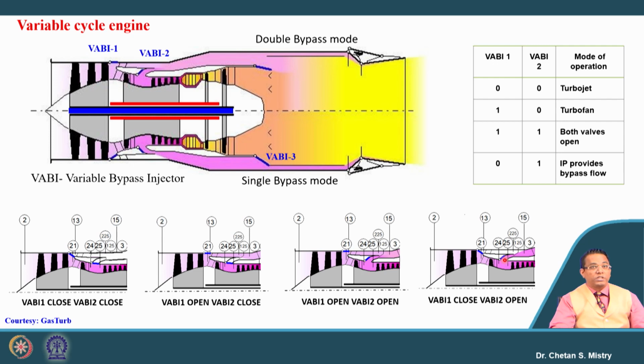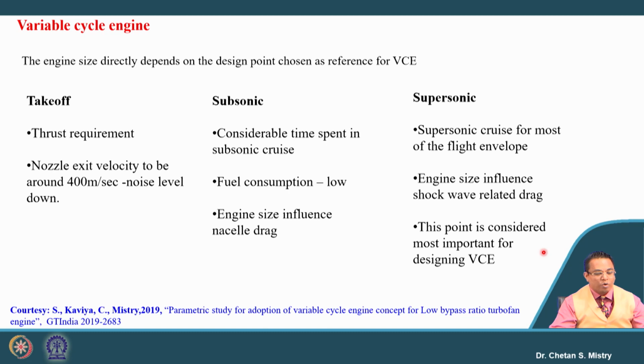Now, all this seems easy to discuss at this moment, but let's try to understand what it means. What we are looking for is an engine that works under different configurations as per my requirement. That means in terms of a turbojet engine as well as a turbofan engine. Now let's see what all my requirements are.